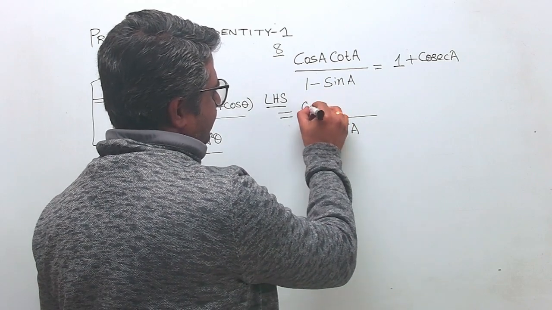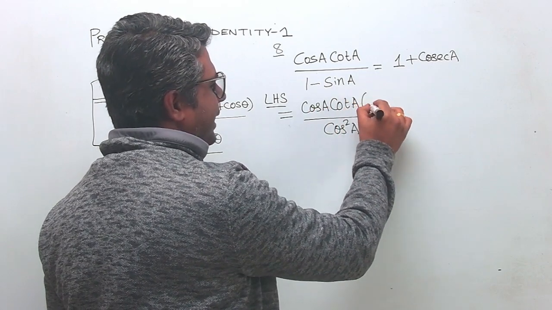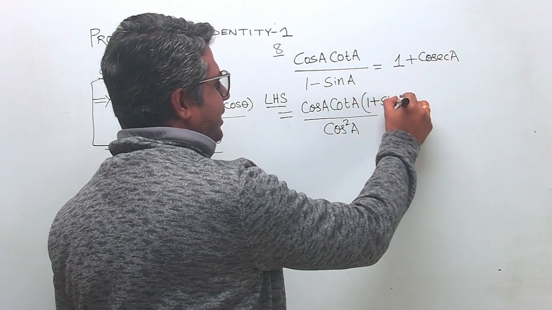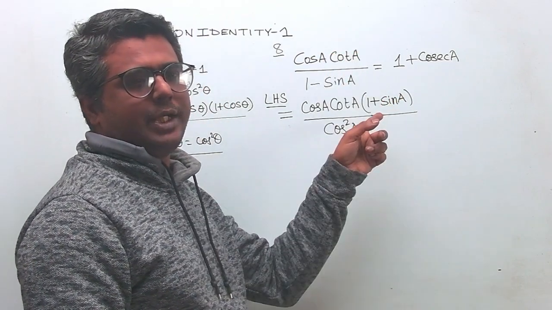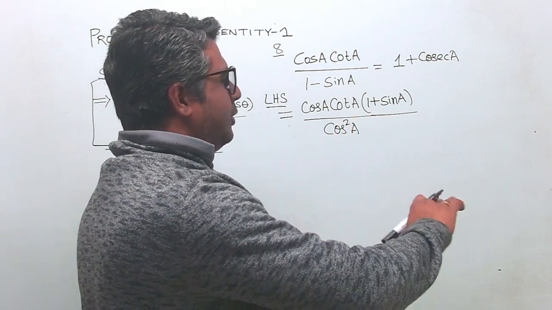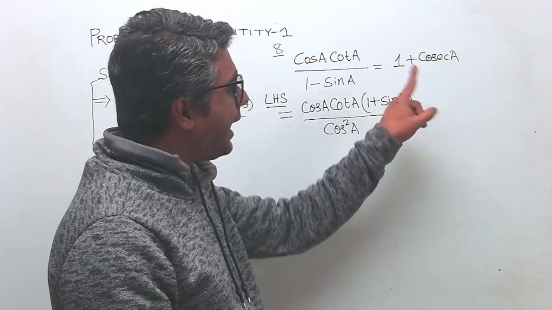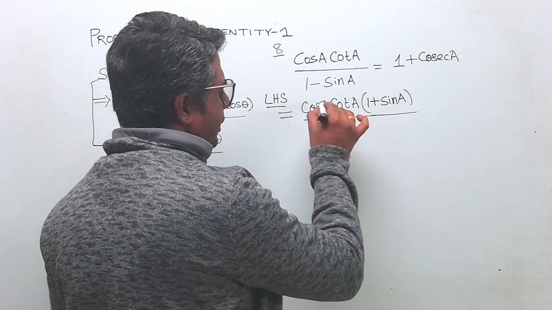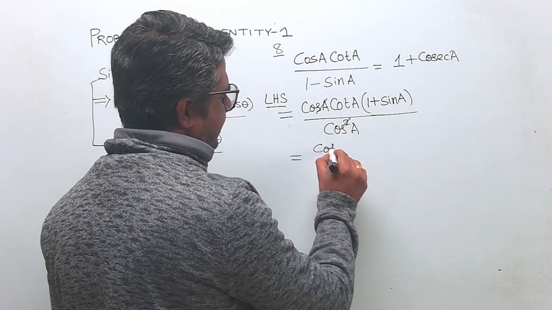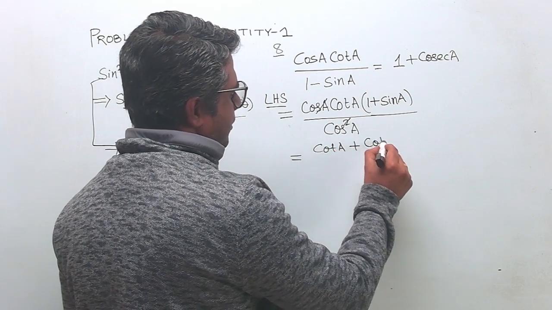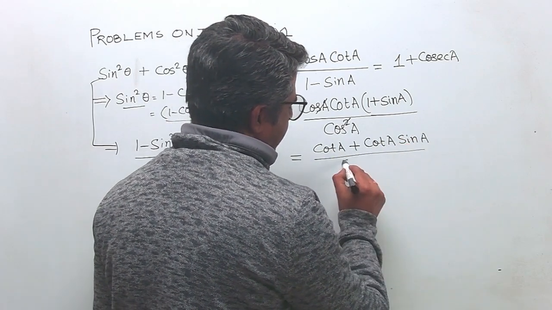And what did I multiply? In the denominator I multiplied 1 plus sin A. So, I also have to multiply 1 plus sin A in the numerator. Everyone got this? I have multiplied 1 plus sin A on numerator and denominator both to eliminate the denominator, because there is no denominator over here. So, what will I do? 1 cos A cancels out. So, I have this cot A. So, I will multiply this cot A plus cot A sin A, divided by cos A.